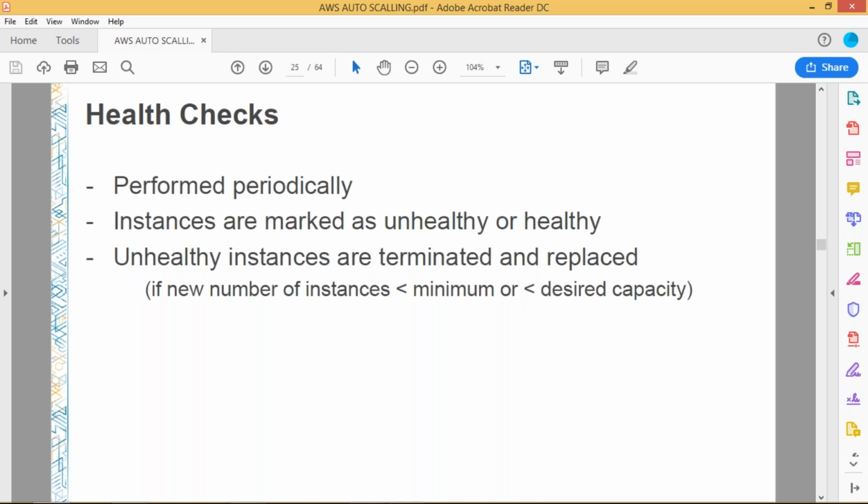Performed periodically, instances are marked as unhealthy or healthy. Unhealthy instances are terminated and replaced. So the health checks basically provide the information about which EC2 instances are working fine in the auto scaling groups, and if they are not working fine, then we have to terminate the unhealthy instances and replace them.